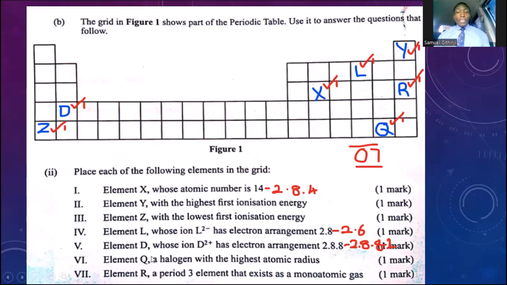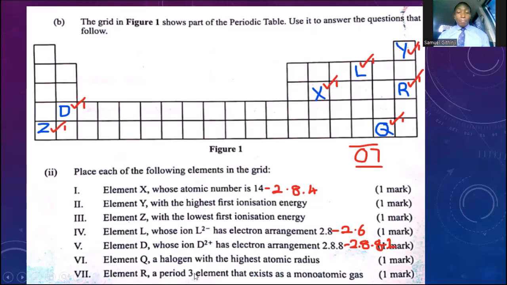Then element Q, the halogen with the largest atom. That one is easy. The halogens are group 7. The atomic radius increases down the group. That tells you the bottommost here is Q. It is the one with the highest atomic radius. Wow. Very easy marks, my student, to get there.